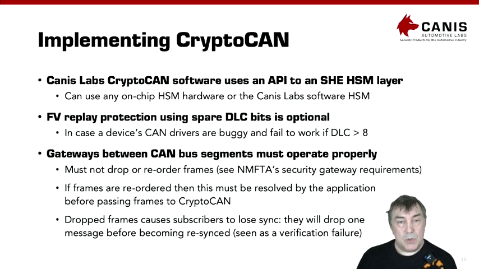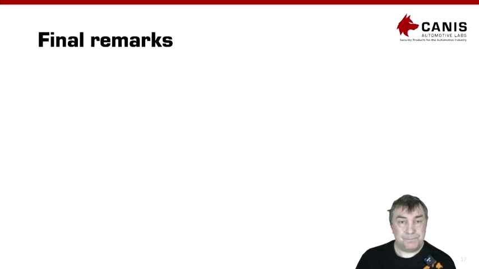Because if frames are reordered, this can cause a lot of problems, because by reordering the frames, you're effectively tampering with the message content, so they're in the wrong order. So an application will have to resolve those at the application level, or the security gateway has to work properly. Dropped frames are similar, that if you drop a frame, you'll be losing a message, and because of the way the encryption works, the subscribers will lose sync, and then the next frame will fail to verify properly. So it's important that gateways behave properly and don't throw things away.